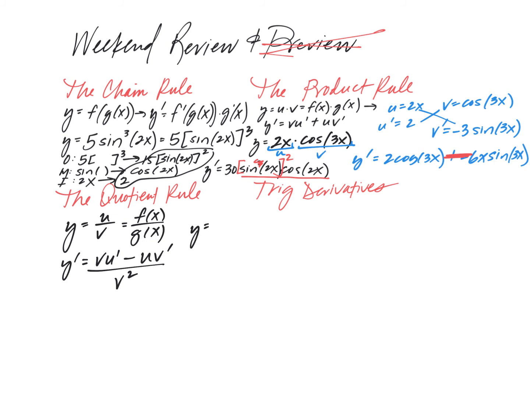Let's say we start with the function y equals x cubed over the tangent of 5x. So I need to label. My numerator is u, my denominator is v. The derivative of x cubed is 3x squared. The derivative of the tangent of 5x. Now this is a chain rule. The derivative of the outside, which would be tangent, is secant squared. Inside stays the same. The derivative of the inside is 5.